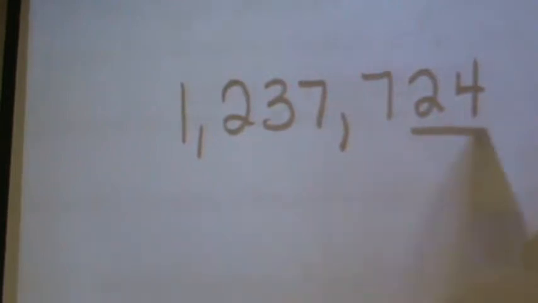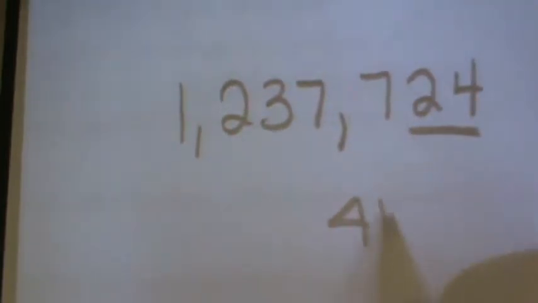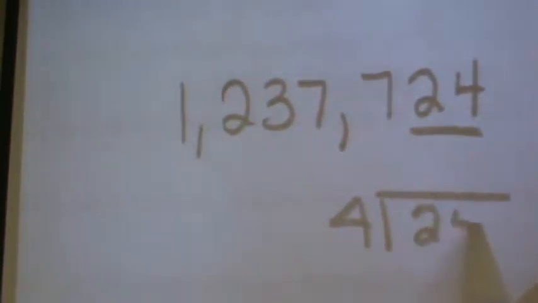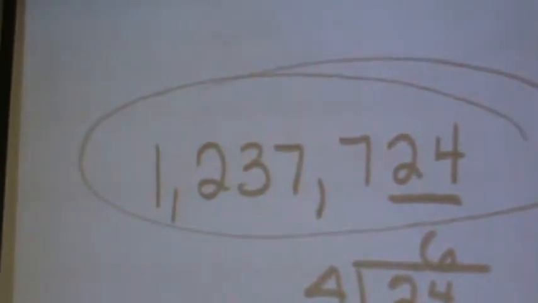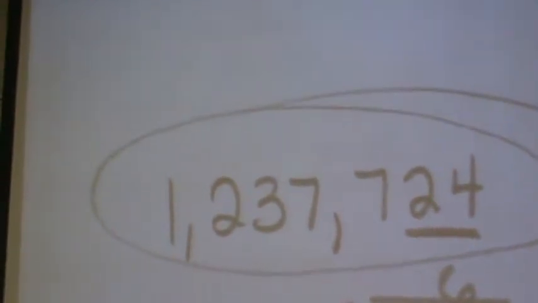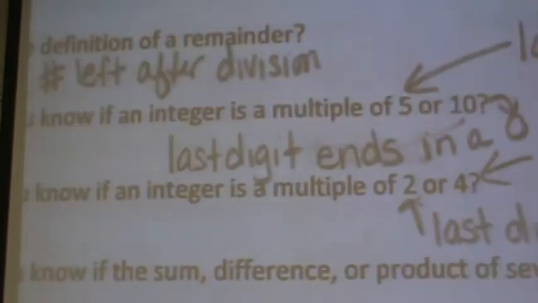So if I gave you this number, if the last 2 digits is divisible by 4, does 4 go into 24? It does 6 times, then this whole number is divisible by 4. So you look at the last 2 digits for 4.